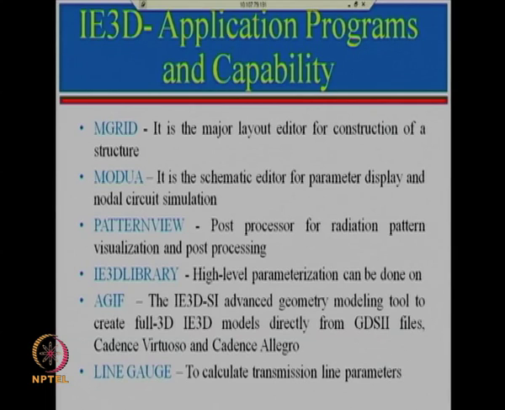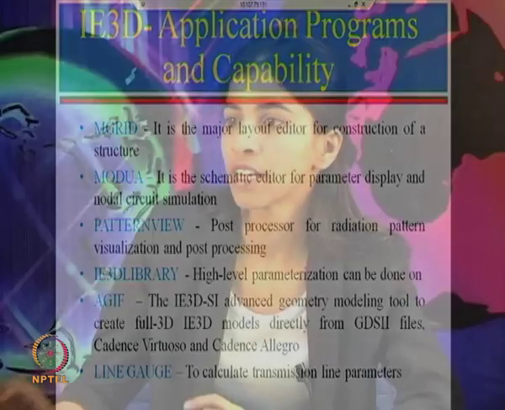Next is i3D library. So, i3D library is used to realize the high level parameterization. The next is AGIF, that is used to generate the 3D structures in the form of cadence file. Then is line gauge. Line gauge is used to calculate the transmission line parameters. So, let us start with i3D.